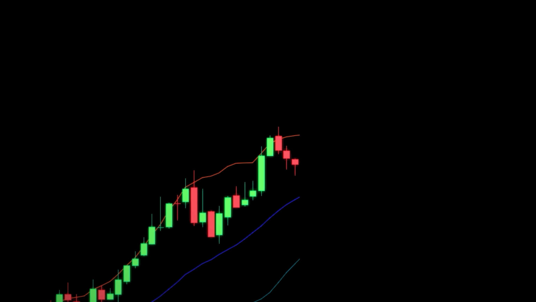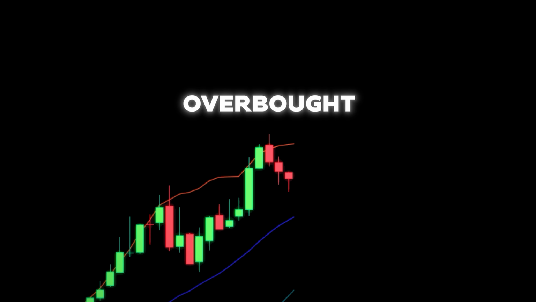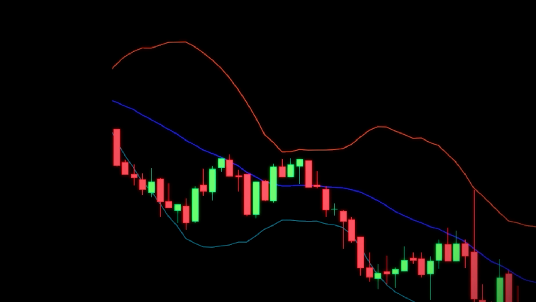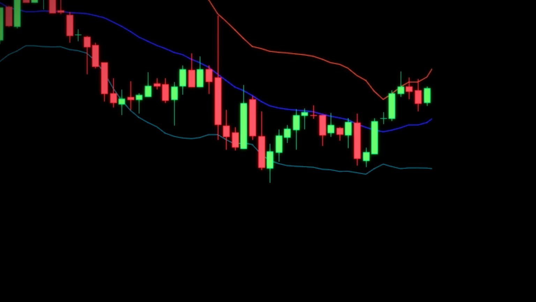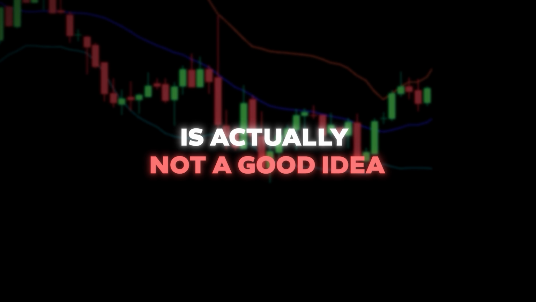When price touches or moves outside the upper band, it could be considered overbought and could suggest that a potential short opportunity may be on the horizon. Similarly, if price touches and falls below the lower band, the asset may be oversold, indicating a potential buying opportunity. Now, taking trades just based on this is actually not a good idea.